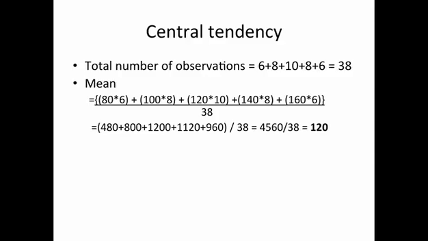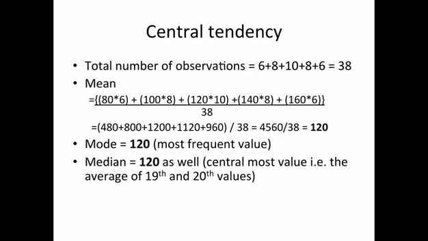Mean is given by the sum of all values divided by the sample size. I've done this calculation here, and the value is 120. The most frequently occurring value is the one with the tallest bar. It is the mode, and this is 120. Median is the centralmost value, that is the average of the 19th and 20th values. In this case, as there are 38 observations in total, the 19th and 20th values, both being 120, give you 120. So, in this particular dataset, the mean is the same as the median, and it is the same as the mode.